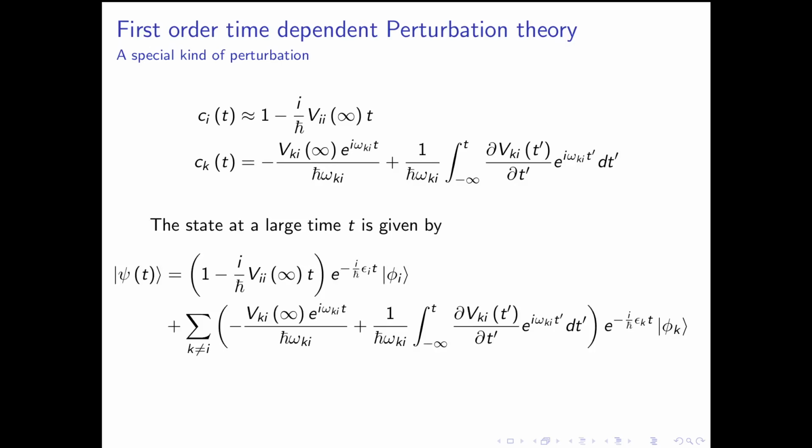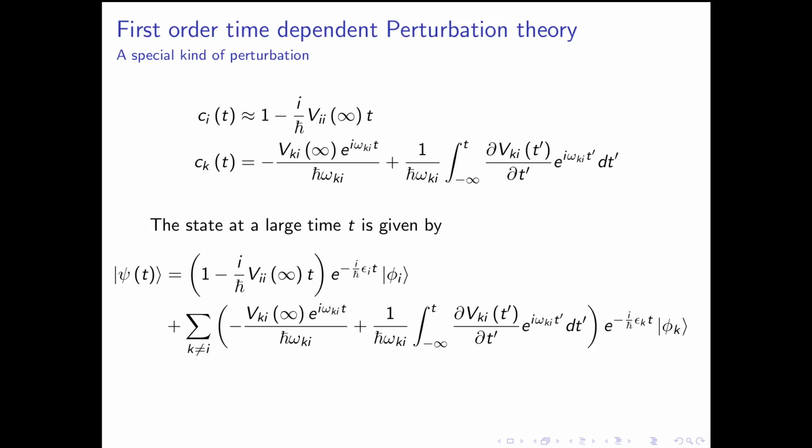Psi of t is given by 1 minus i by h cross V_ii infinity t, that of course is c_i of t, multiplied by e to the minus i by h cross epsilon_i t, which converts the c_i of t to a_i of t, multiplying phi i. And for all the other states k which are not equal to i, you have the c_k(t) that we had figured out, that's in the brackets here, multiplied by e to the minus i by h cross epsilon_k t phi k.